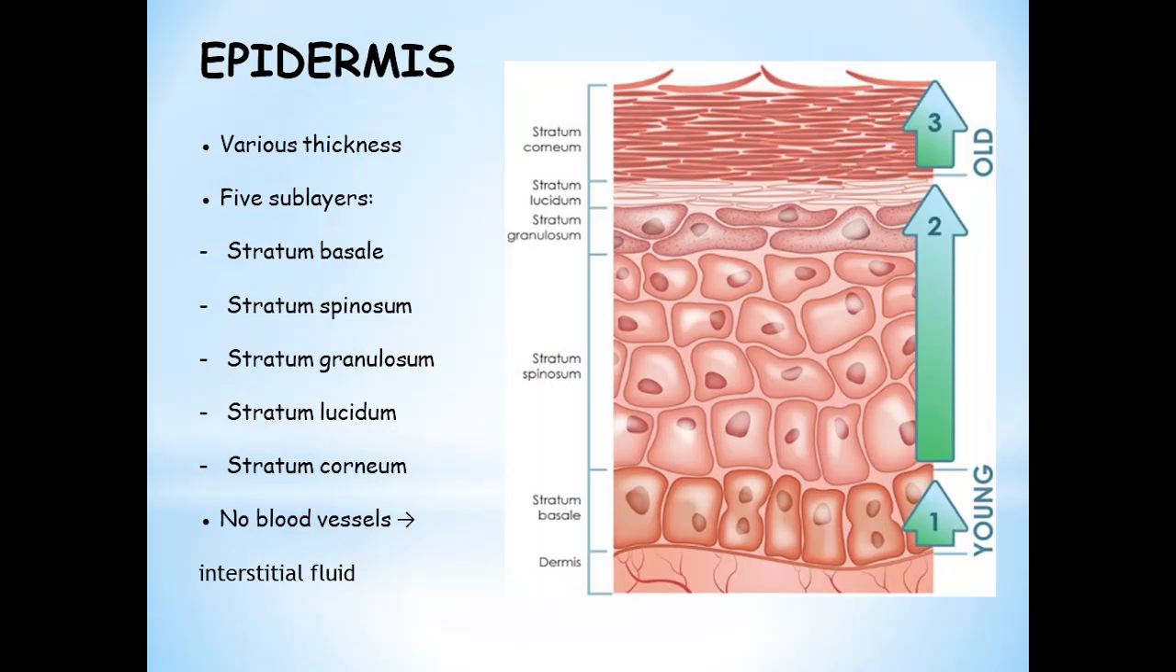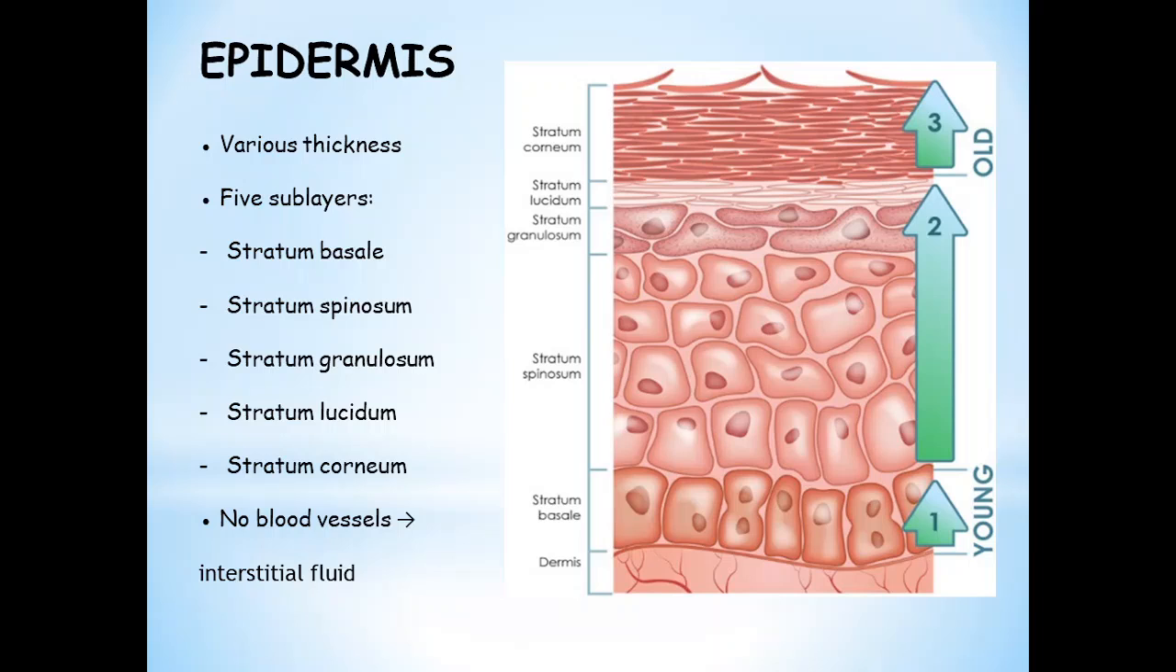Let's go through the epidermis. The epidermis is only 0.05 mm thick on the eyelid and is 1.5 mm thick on the palms and the soles of the feet. The epidermis layer itself is made of 5 sublayers that work together to continually rebuild the surface of the skin. They are stratum basale, stratum spinosum, stratum granulosum, stratum lucidum, and stratum corneum.